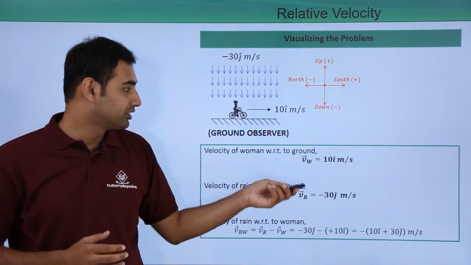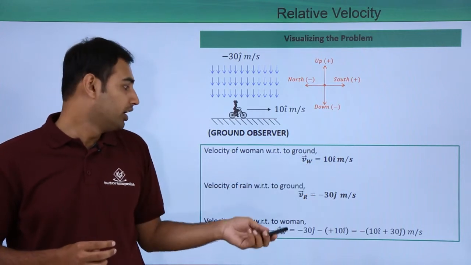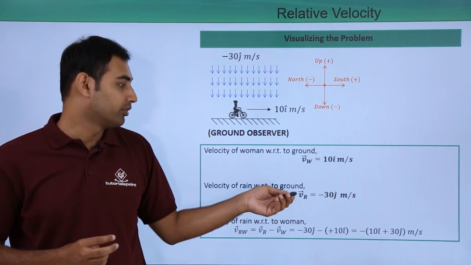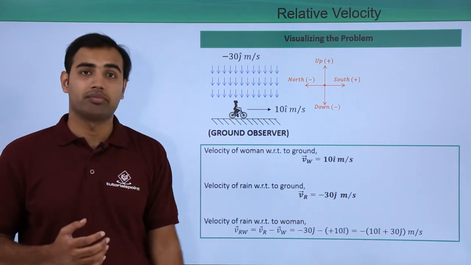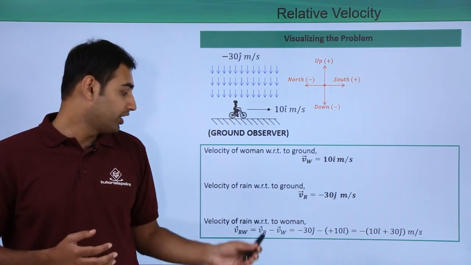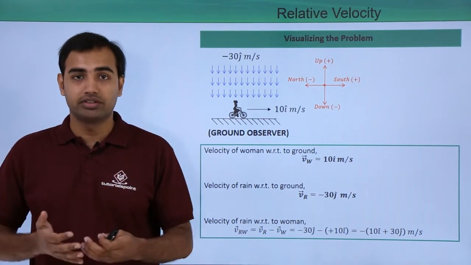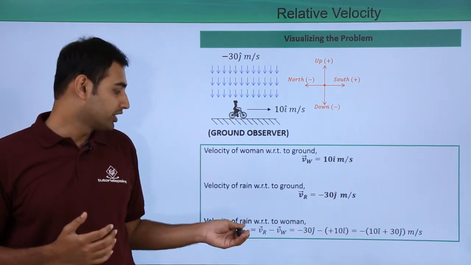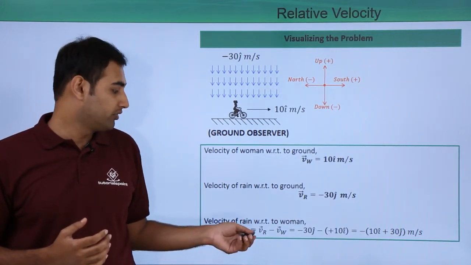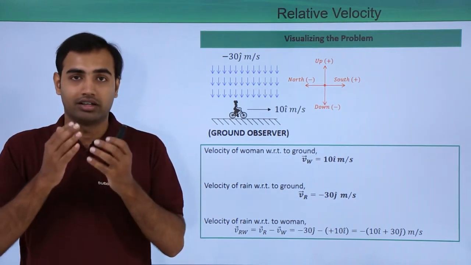So clearly these two things are very clear to you. Velocity of woman, VW, is 10 i cap meters per second and velocity of rain with respect to ground, VR vector, is minus 30 j cap meters per second. Now if I have to calculate velocity of rain with respect to woman, or in other words, how does the woman see the rain coming towards her? I can write velocity of rain with respect to woman is simply velocity of rain minus velocity of woman. That is the most fundamental formula for relative velocity.